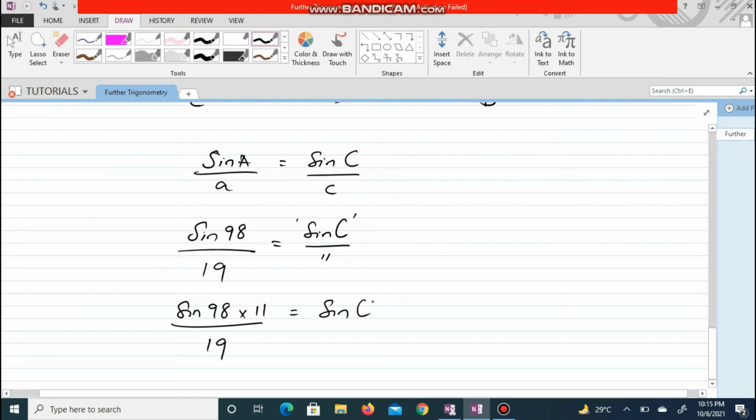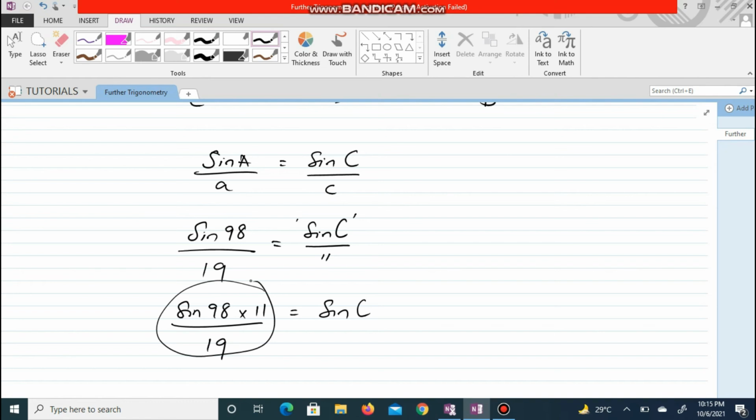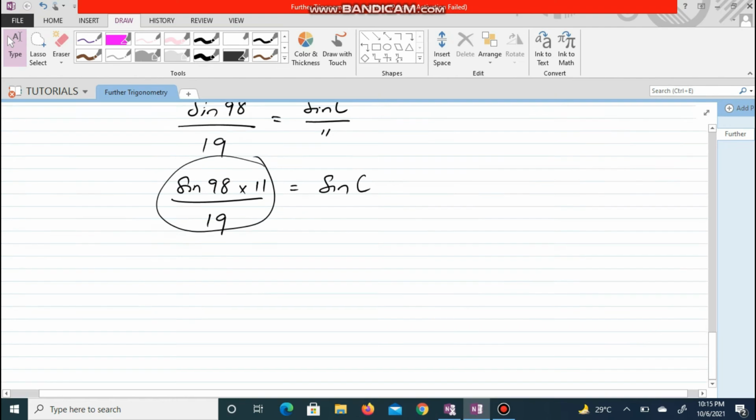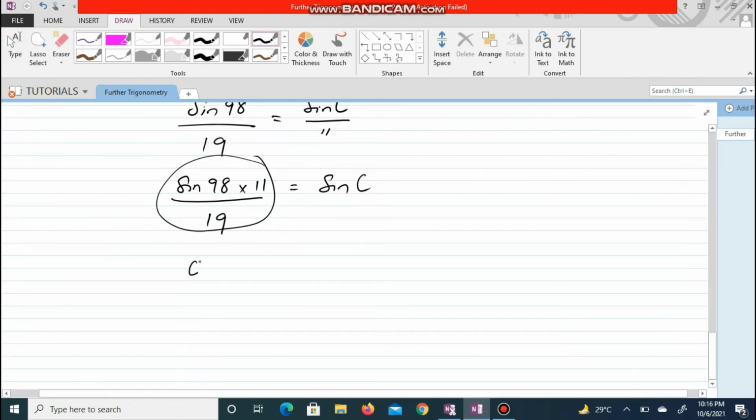Now what do you need to do? You need to put this whole expression into the calculator, and the calculator will solve this for you. So sine 98 is basically 0.9, and that multiplied by 11. So this comes out as 0.573 as equal to sine C.